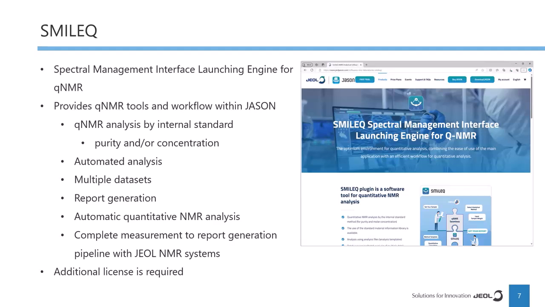And if you have a JEOL NMR spectrometer, then we have a complete measurement to report pipeline. This allows you to put the sample into the spectrometer, set a few options on the spectrometer acquisition software, submit your sample, and then at the output is a PDF generated by SMILEQ.